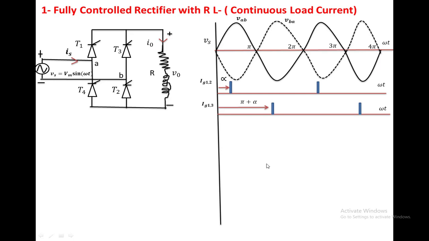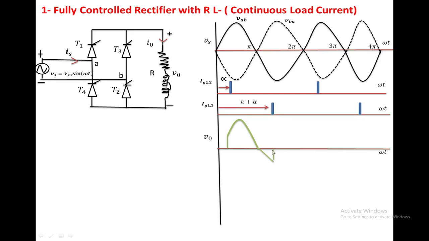Now we are going to develop the output voltage waveform from alpha. At alpha, T1, T2 is on. Once T1, T2 is on, the load is connected to VAB through the source, so the current passes from the source through T1, the load, and T2, and returns to the source. So the load voltage is equal to the VAB voltage up to pi. Because of the inductance, the inductor does not allow a sudden increase or decrease of the current.